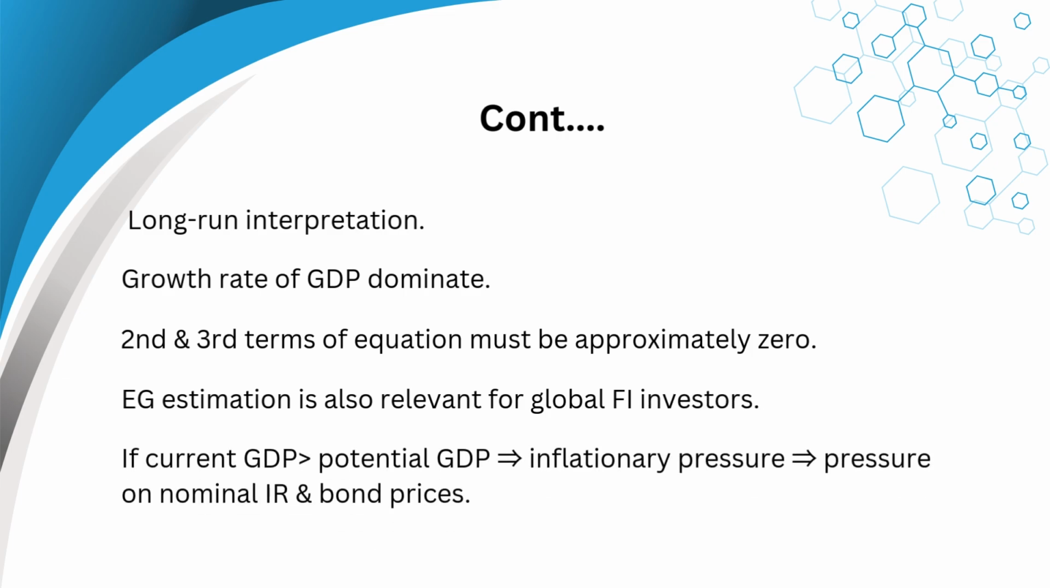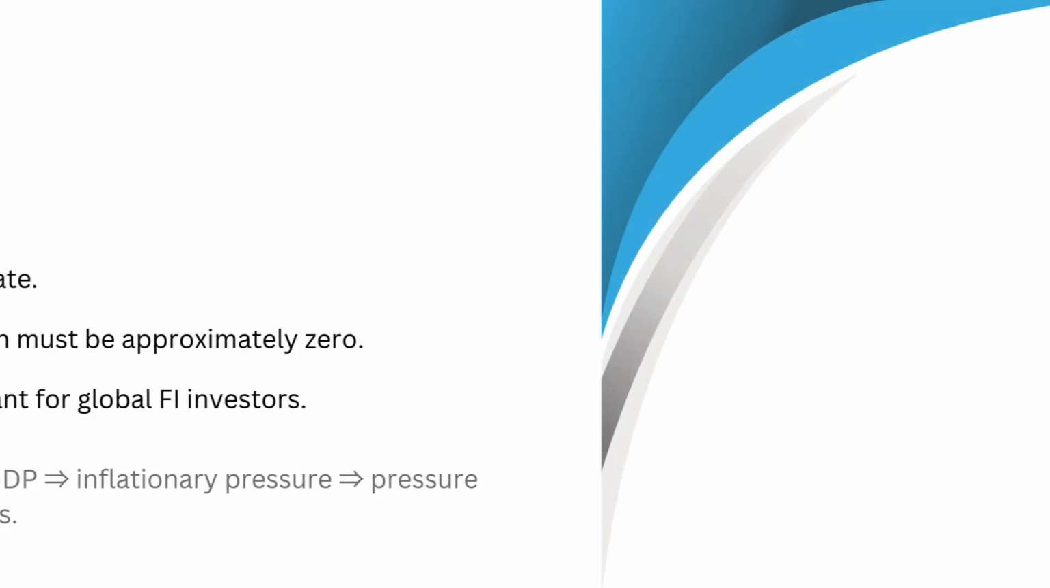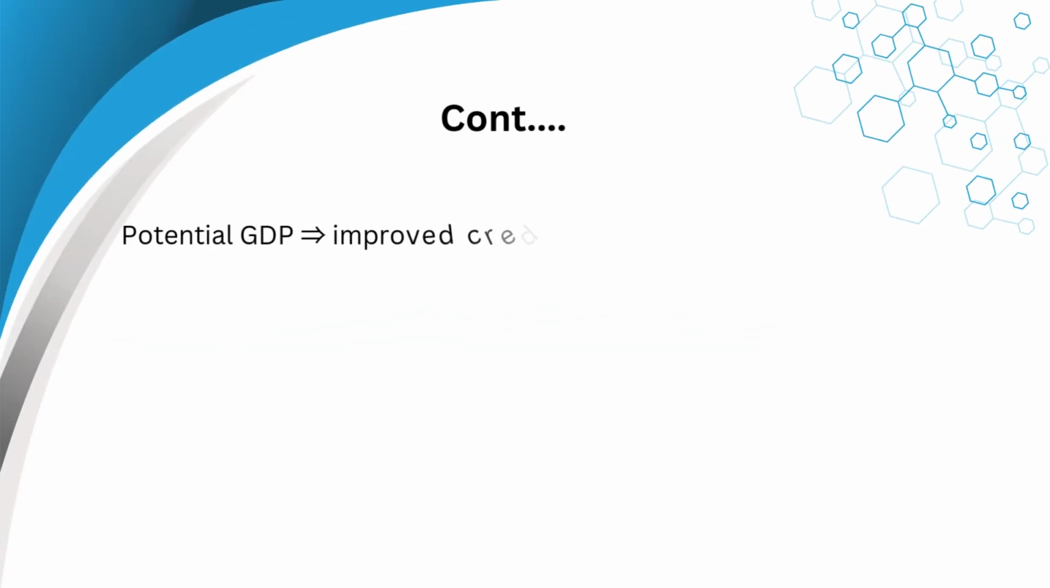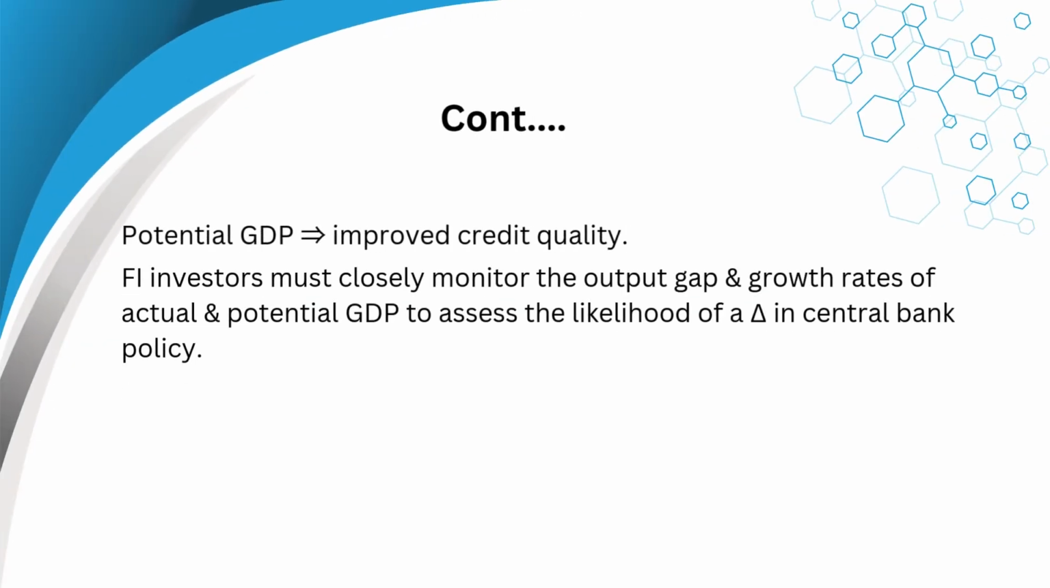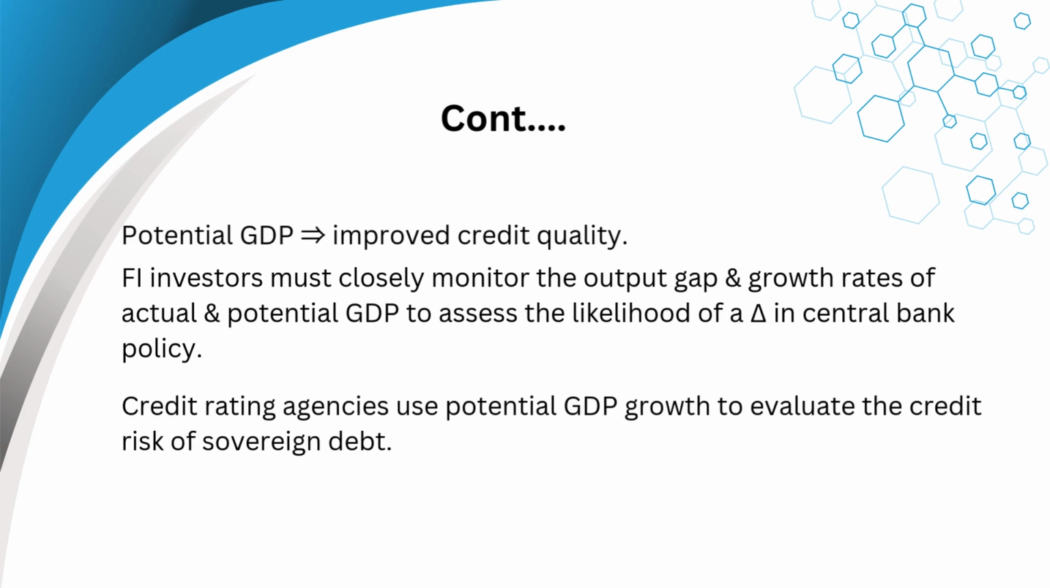If current GDP is greater than potential GDP, it equals inflationary pressure and then pressure on nominal IR and bond prices. Higher potential GDP growth means improved credit quality. FI investors must closely monitor the output gap and growth rates of actual and potential GDP to assess the likelihood of change in central bank policy. Credit rating agencies use potential GDP growth to evaluate the credit risk of sovereign debt.